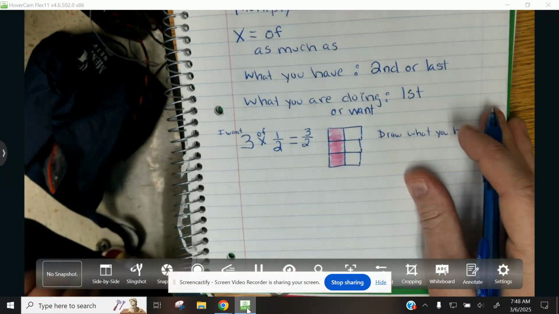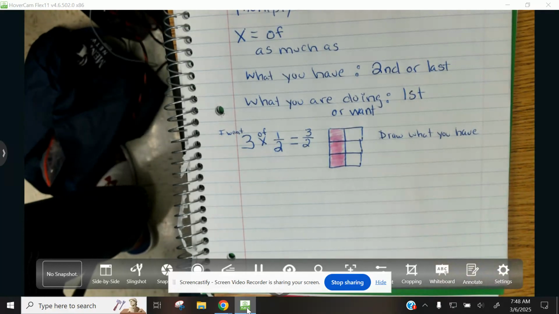Now, there's another way to draw it that we can look at. Okay? So there's another way to draw.